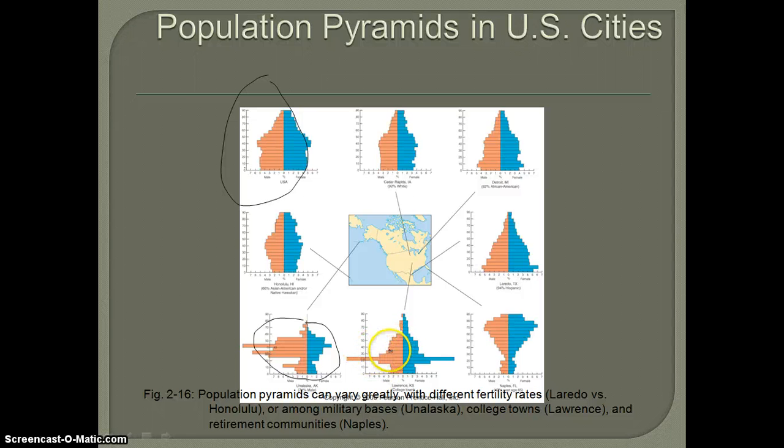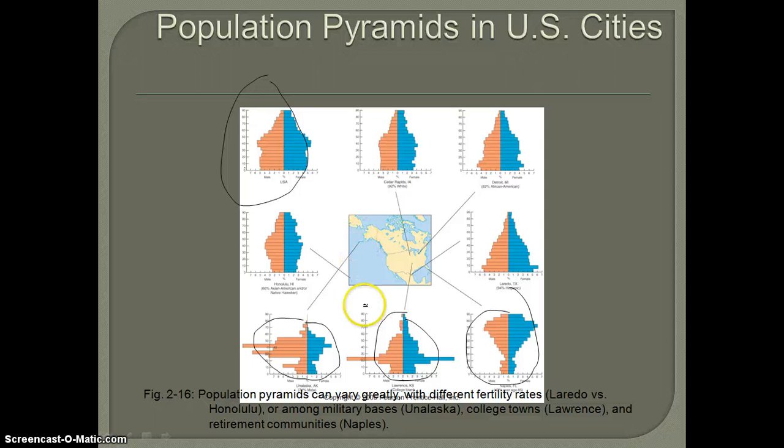You have this particular pyramid right here, Lawrence, Kansas. You notice that you have a highly skewed pyramid on both the male and the female side, so this might tell you that this is a college town of some kind. This particular pyramid right here, Naples, Florida. Notice a very limited number of young people, but a very large number of older people, so a retirement town.